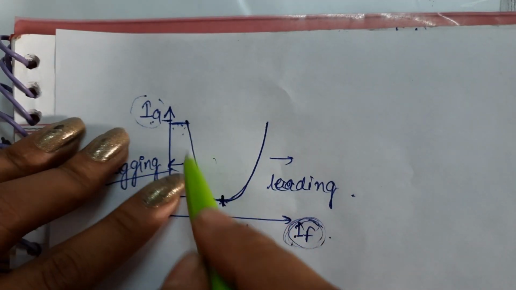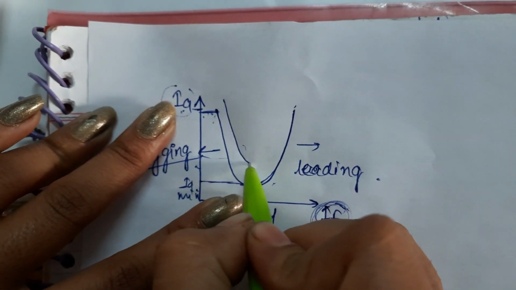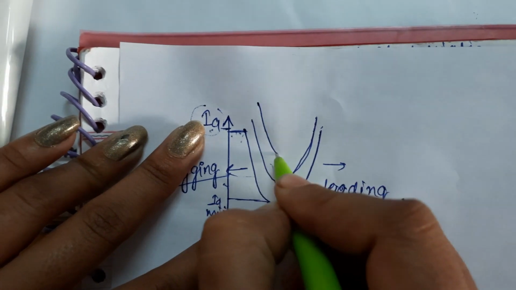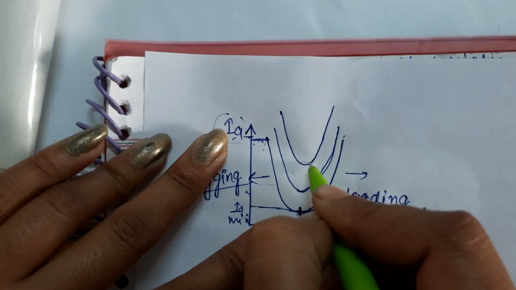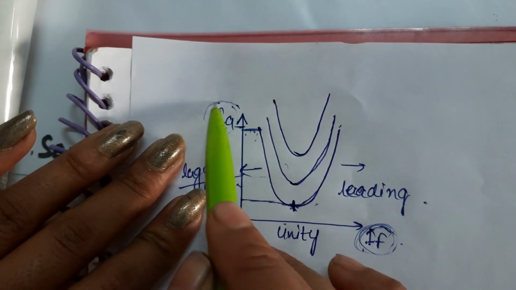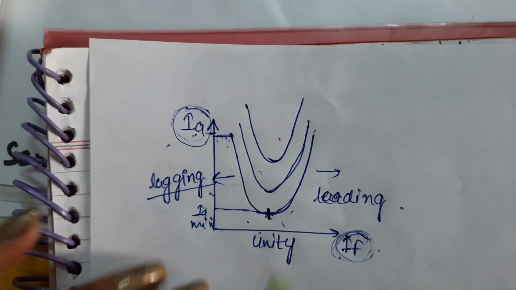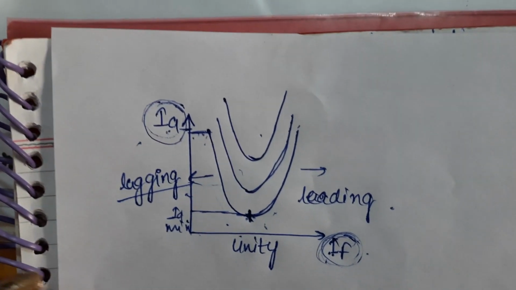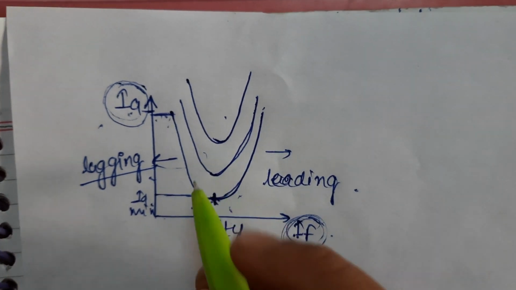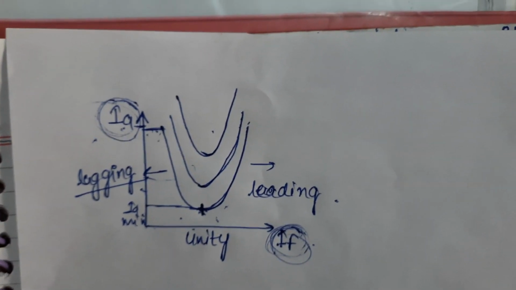This is for one load. Whenever we vary the load, the graph shifts upward like this. So with the variation of field current, we get different values of armature current, and we are going to plot it for different loads. That is the aim of our project. Now we are going to perform the experiment and see how the armature current varies by varying the field current.